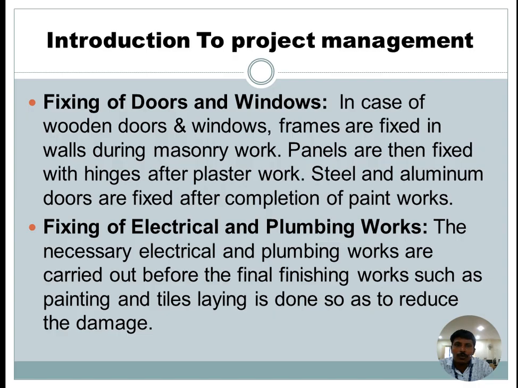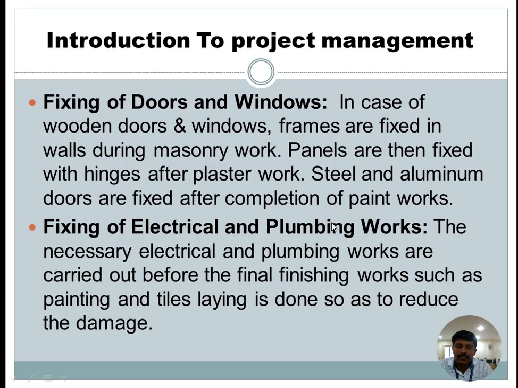Next, fixing of doors and windows. According to the plan, where there is an opening in the wall, it is for doors and windows. In case of wooden doors and windows, frames are fixed in the walls during masonry work. Panels are then fixed with hinges after plaster work. Steel and aluminum doors are fixed after completion of paint work.